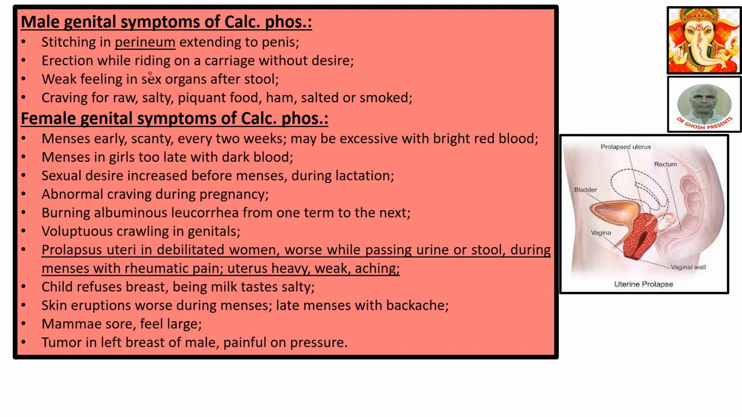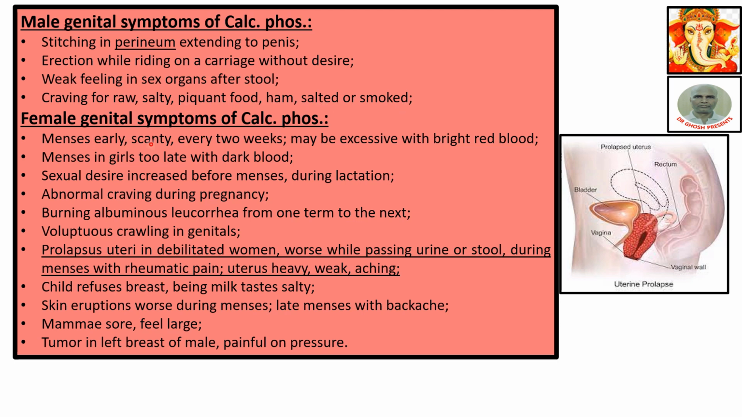Erection while riding in a carriage without desire. While in a carriage, there are so many symptoms that arise in Calcarea Phos patients and also Nitric Acid patients. Weak feeling in the sex organs after stool. Craving for raw, salty, piquant food, ham, salted, smoked.